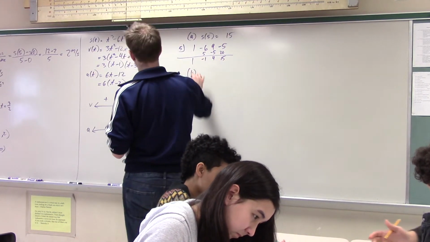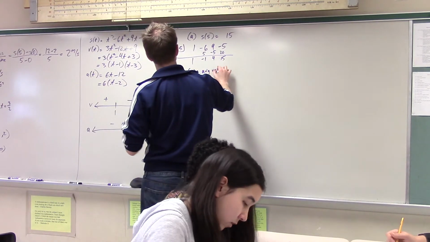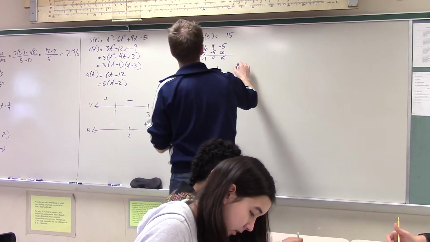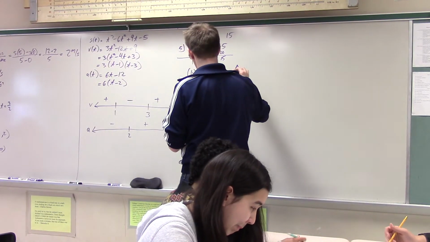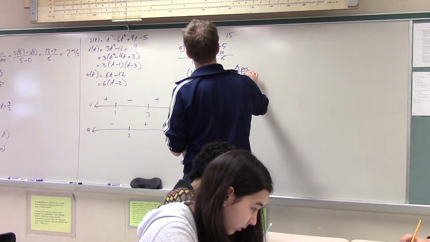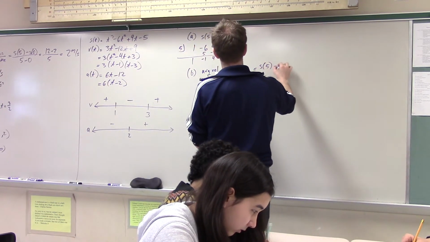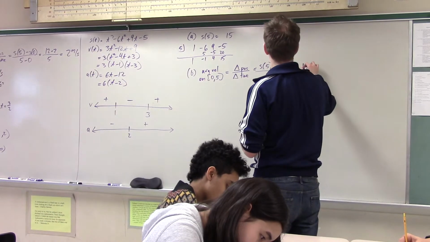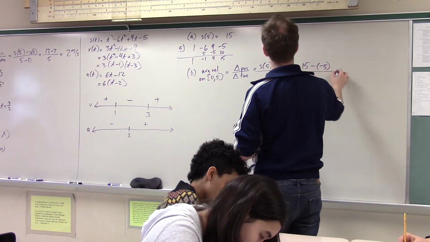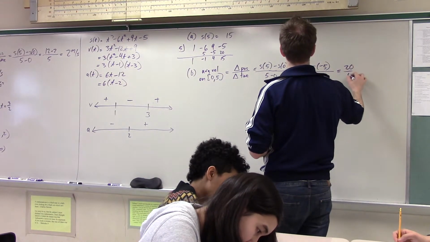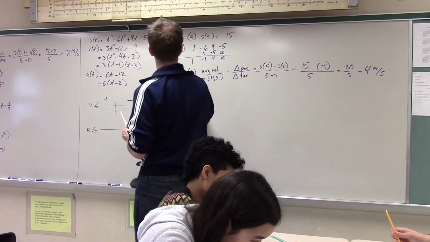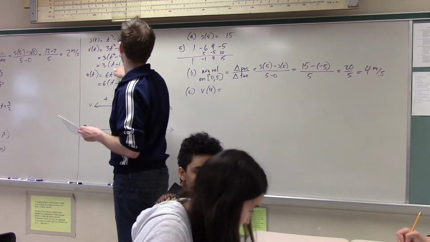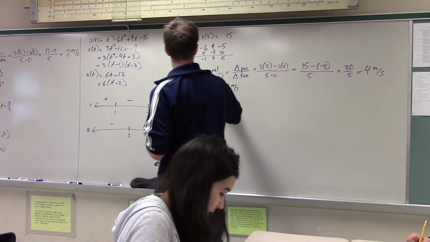Alright, part A, I got 15. Is that what you got? Yeah. When t was 4, that's 48 plus 28 plus... Average velocity is the same thing, change in position over change in time. There's 9. So yes.